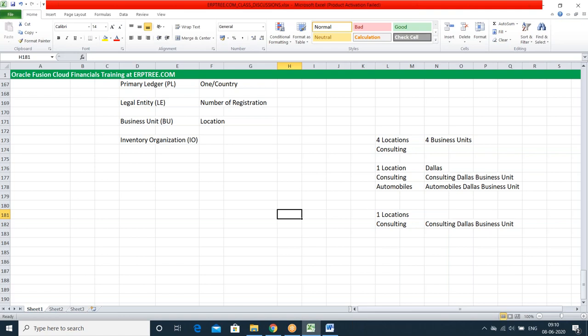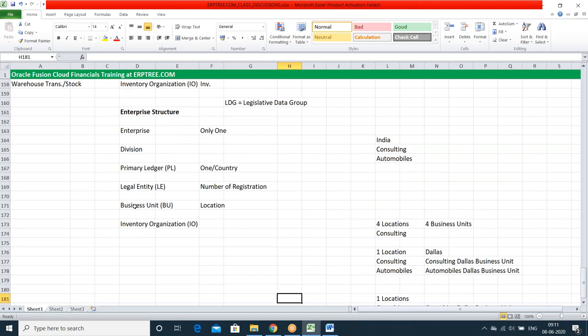If you are doing business in multiple locations and you use a single business unit for all of them, recording each and every transaction under the same business unit name, you cannot track that information. That is a point we have to understand.